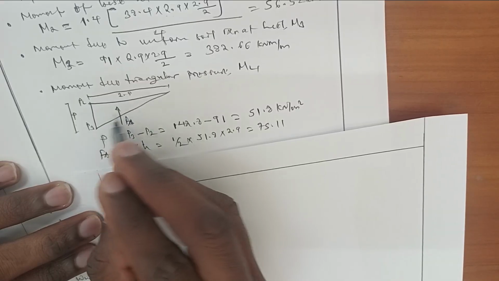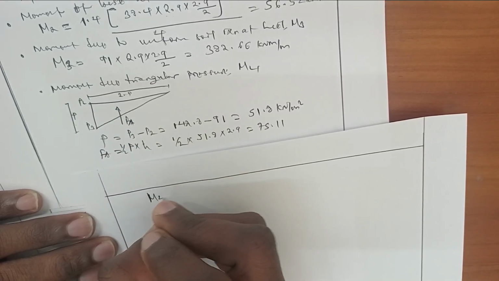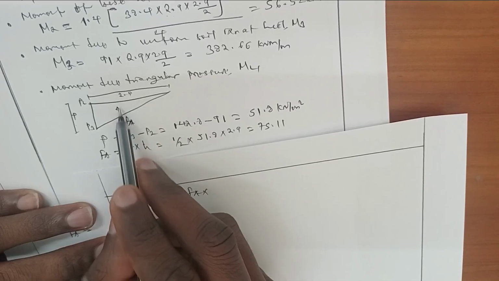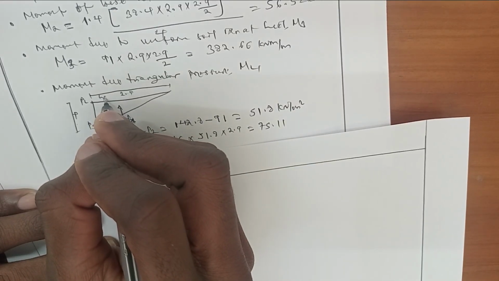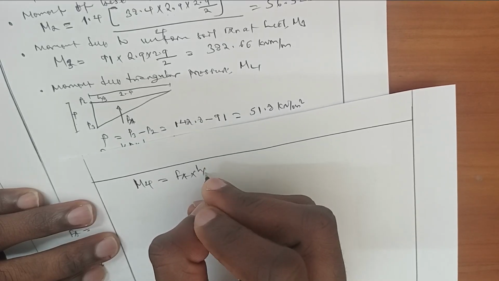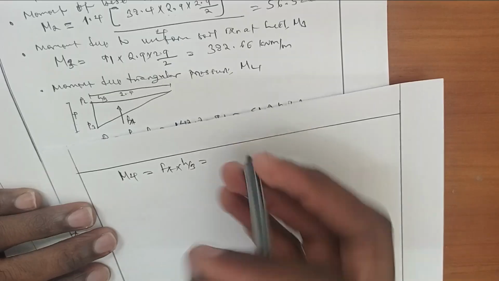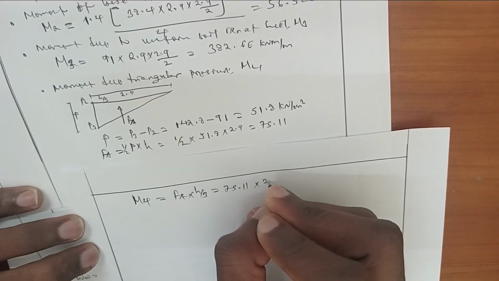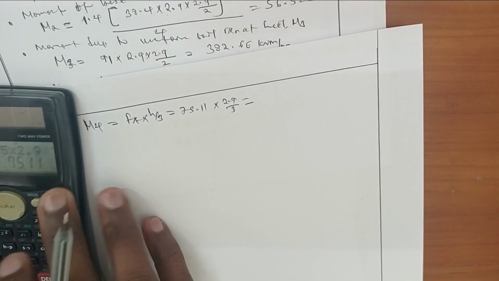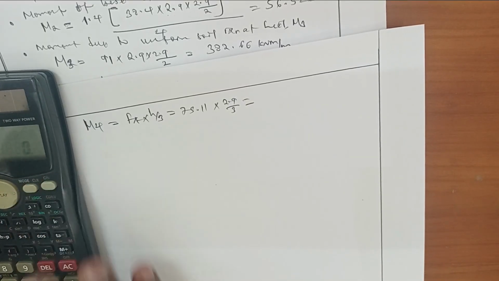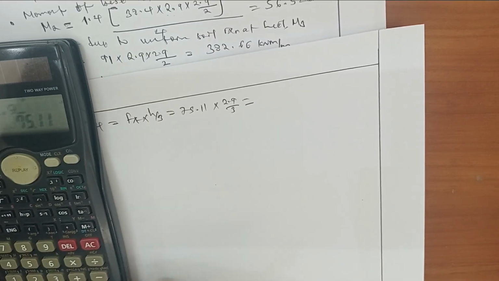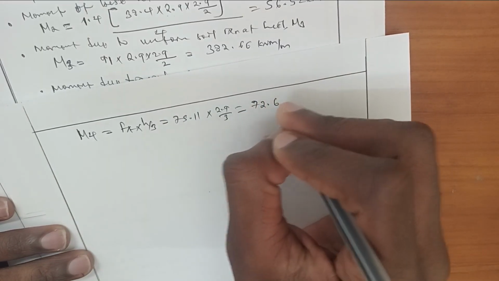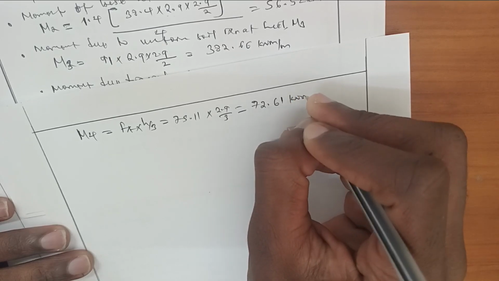Now after that, we determine the maximum moment for this triangular pressure. So maximum moment, let's say this is moment 4. It will be equal to this horizontal force times perpendicular distance. This perpendicular distance is h divided by 3. So it will be equal to 75.11 times h, which is 2.9 divided by 3. It will be equal to 72.61 kilonewton meter per meter.